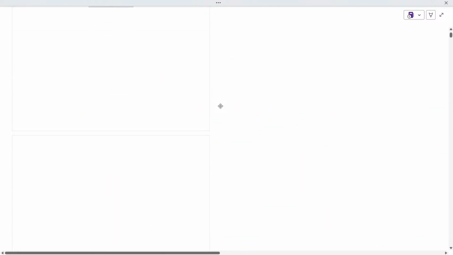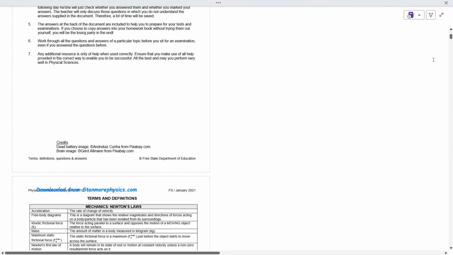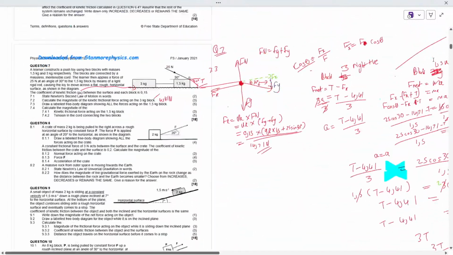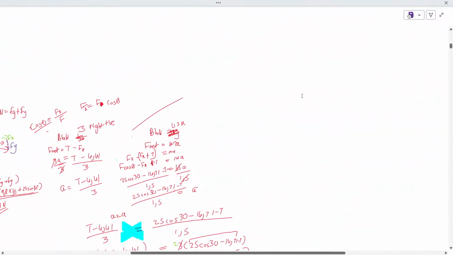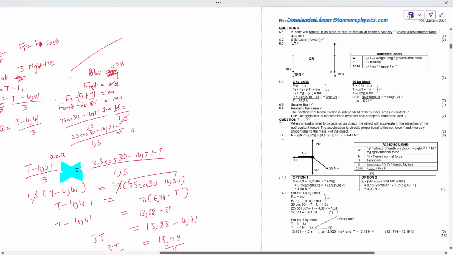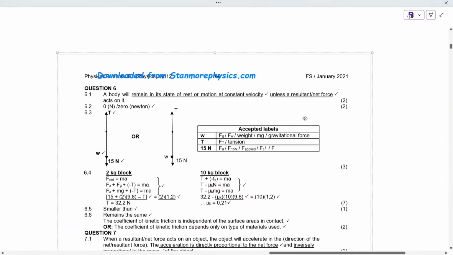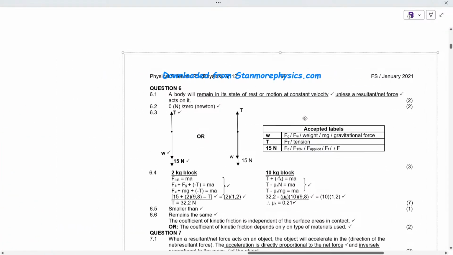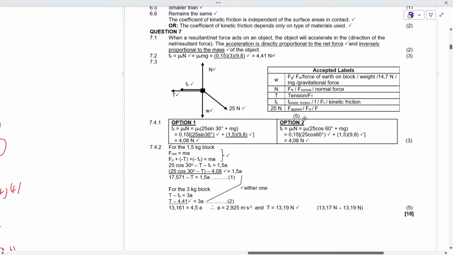I should have used this thing on the side. It's fast. Okay, let me just paste it here. And then there it is. So starting from there at the beginning, the resultant force we there 4,41, and then 4,08. This one we got it. This one we got it.